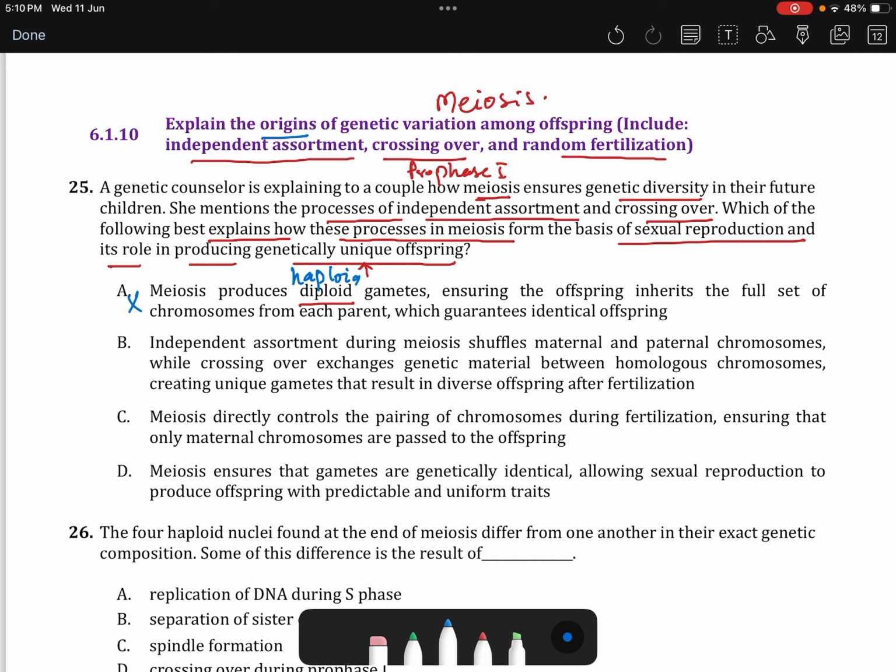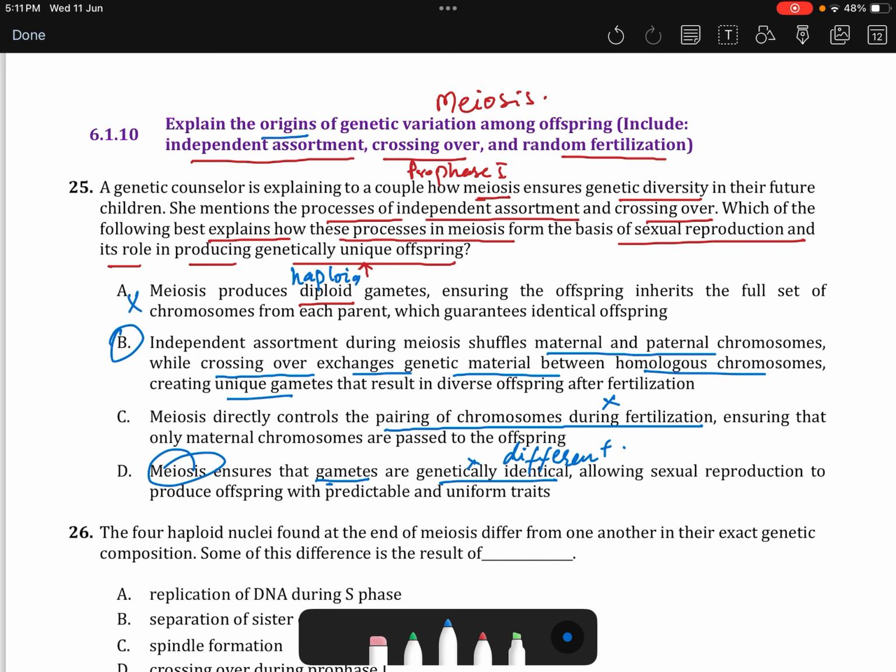Independent assortment during meiosis shuffles the maternal and paternal chromosomes, while crossing over exchanges genetic material between the homologous chromosomes, creating unique gametes. Yes, that's correct all the way through. Meiosis directly controls the pairing of the chromosomes during fertilization? No. Meiosis ensures that gametes are genetically identical? No, genetically different. They are not identical, they should be different.